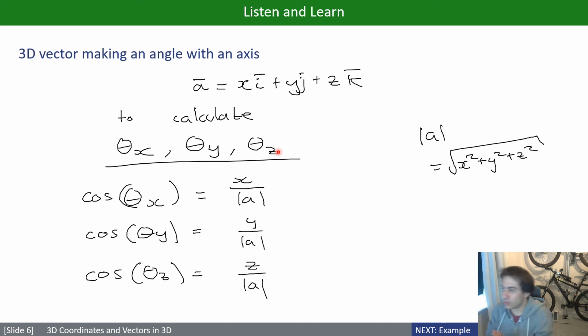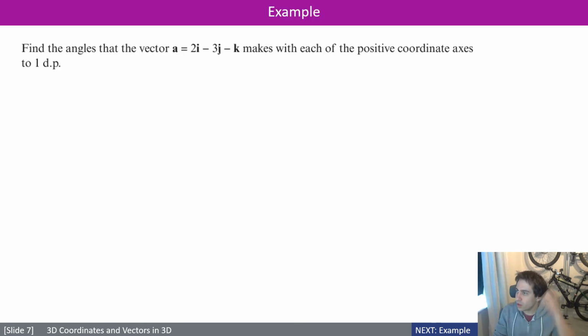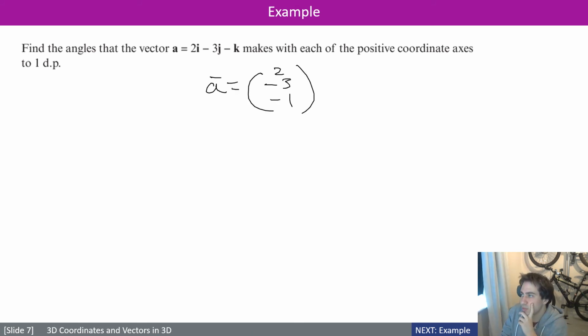Okay, so let me just quickly try this out to make sure we're doing it properly, and then finally you'll have some questions you can try. Find the 3 angles that the vector 2, minus 3, minus 1, let's just write it quickly that way, makes with each of the positive coordinate axes to 1 decimal place. In other words, find me theta x, theta y, theta z.